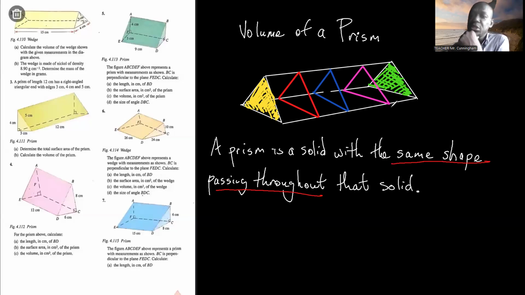So this is called a triangular prism. That's easy to remember. It's called a triangular prism. We have several of them here. What about this? What do you call this shape?